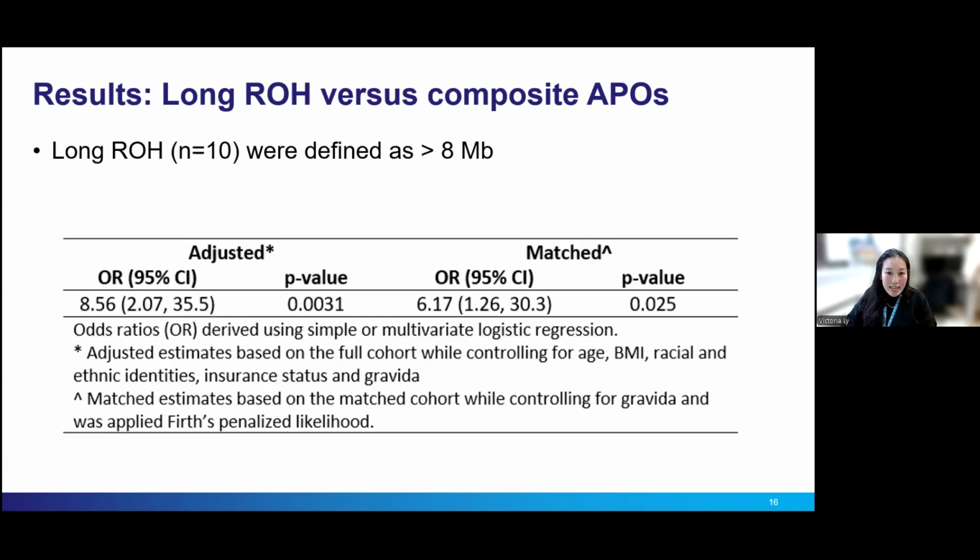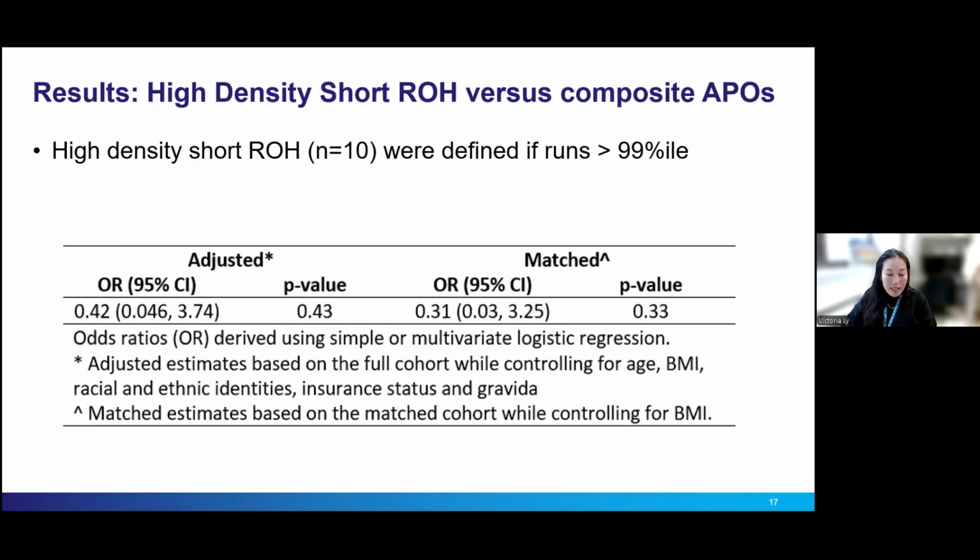When further investigating ROH subtypes, pregnancies with long ROH had a significantly higher risk of adverse outcomes, with an 8.5-fold increase in the odds of an APO, and this remains significant in the matched analysis. In contrast, the presence of high-density short ROH was not associated with an increased risk of an APO, suggesting that ROH length may be more clinically relevant than density.